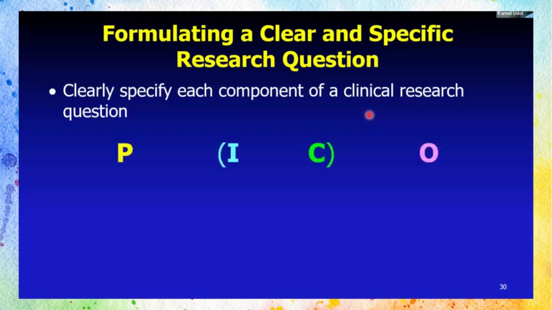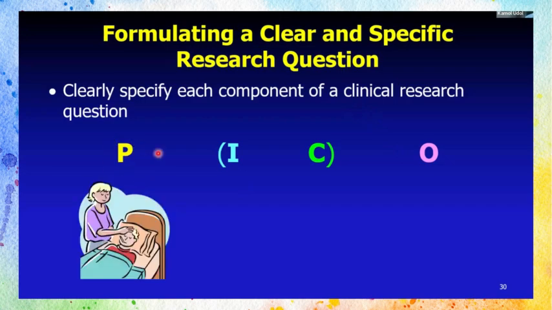So these are the 4 components of a clinical research question. We know it by the acronym PICO, P-I-C-O, PICO. P represents target population. Who is your target population in your research? I and C will be considered together. I, intervention.